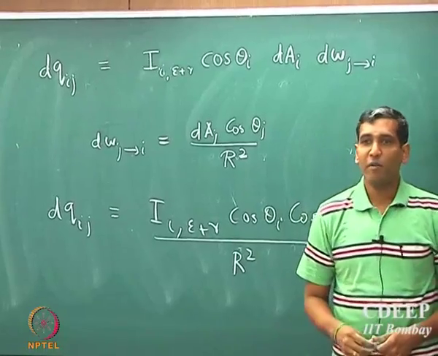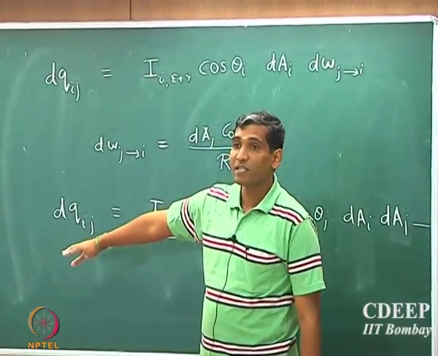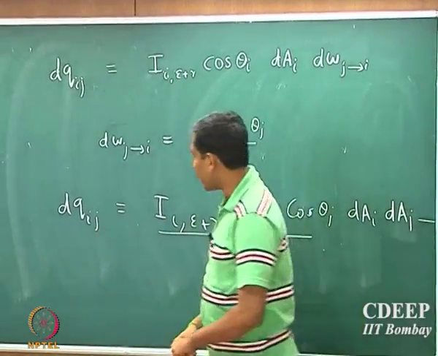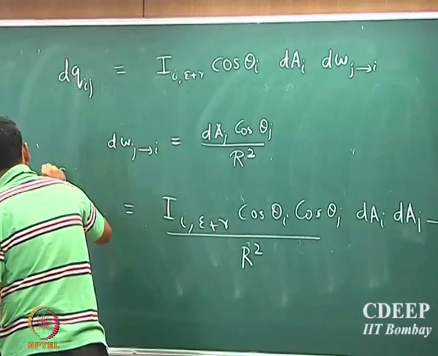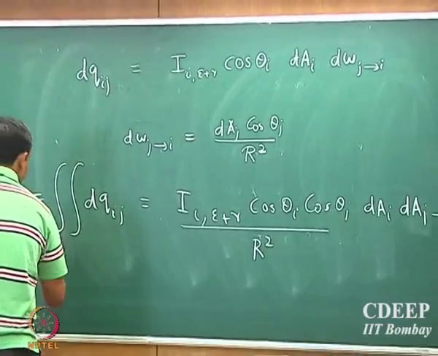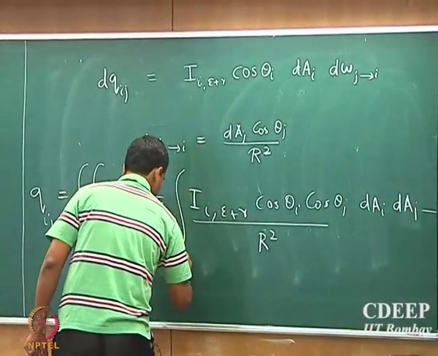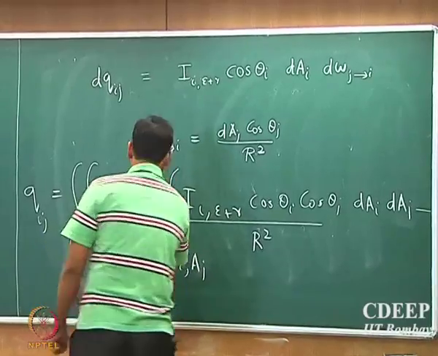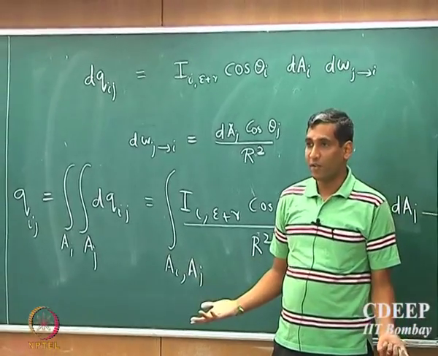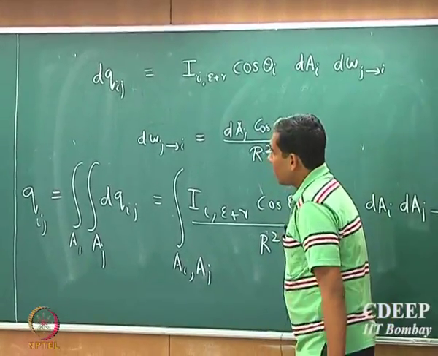Now if you want to find the total radiation received by the second surface and emitted by the first surface, we simply have to integrate this. We integrate this differential element over the area of both the surfaces. Is that clear to everyone?